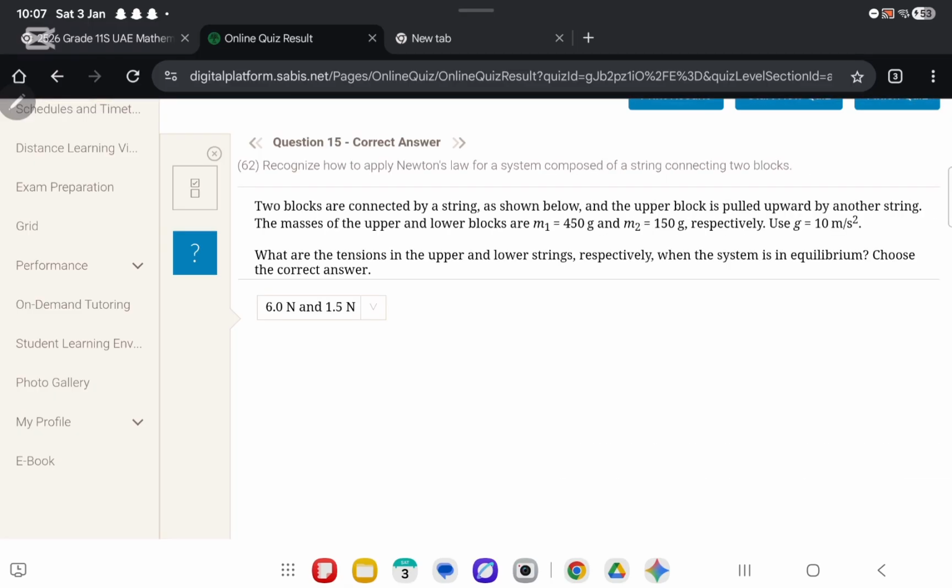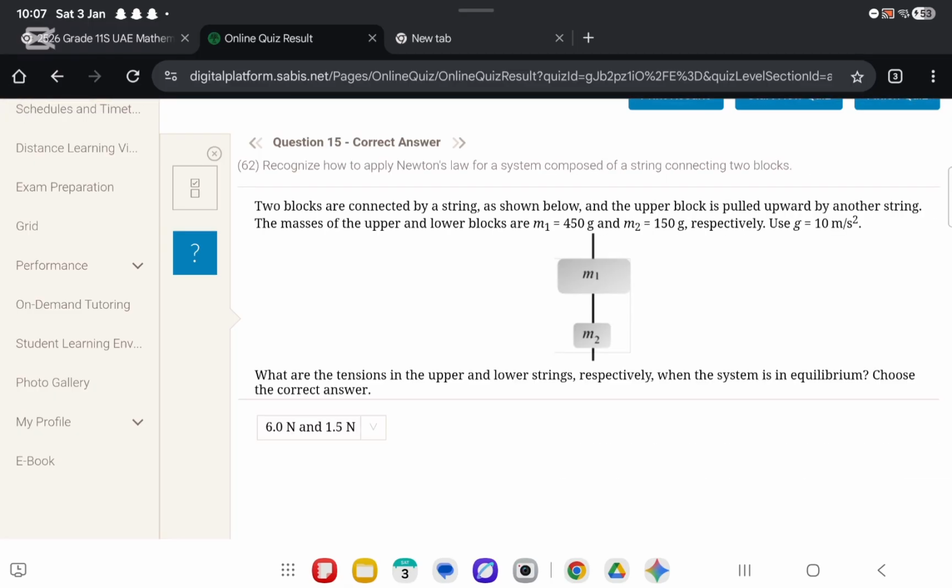Okay. Two blocks are connected by a string as shown below, and the upper block is pulled upwards by another string. The masses of the upper and lower blocks are m1 450 grams and m2 150 grams respectively. Use g as 10 meters per second squared. Alright, so let's focus on m2 first. Now, m2 has this tension and it has the weight. This is 150 grams. You can rewrite this as what? 0.15 kg.